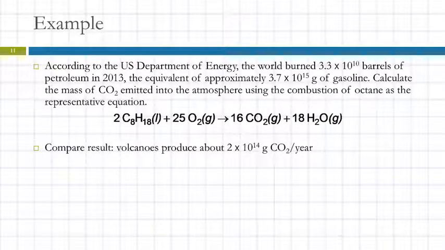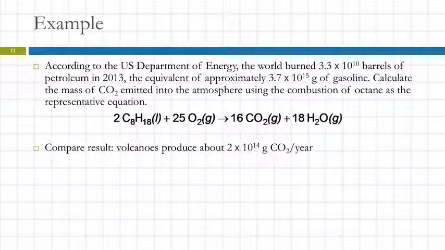So let's see how this works. And we're going to apply this to that greenhouse gas issue. According to the U.S. Department of Energy, the world burned 3.3 times 10 to the 10th barrels of petroleum in 2013, the equivalent of approximately 3.7 times 10 to the 15th grams of gasoline. It's a lot of gas. Calculate the mass of CO2 emitted into the atmosphere using the combustion of octane as the representative equation.